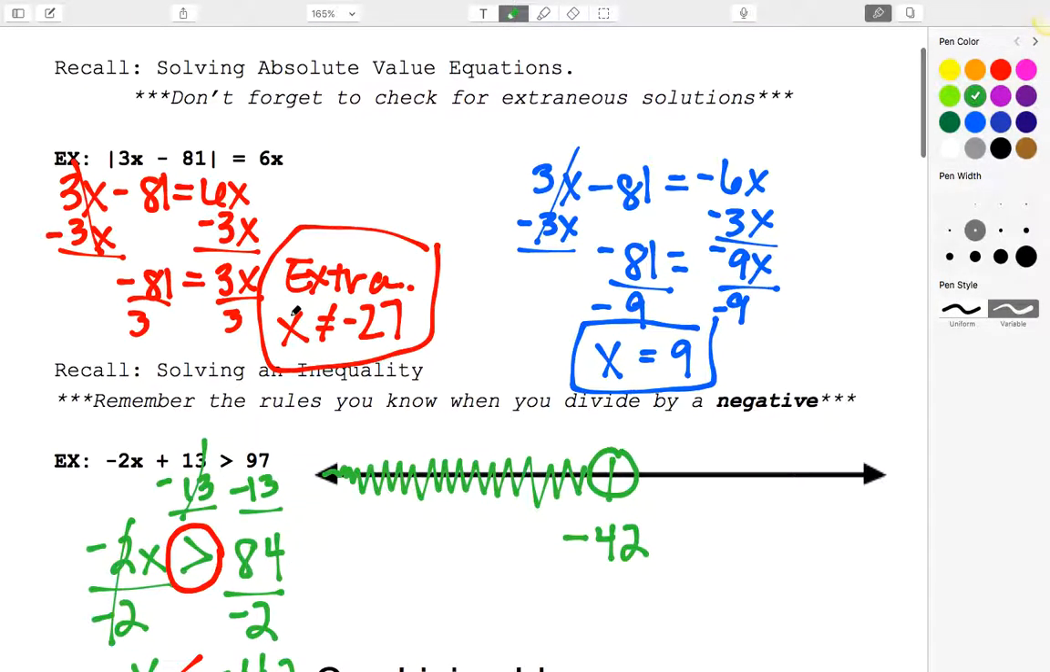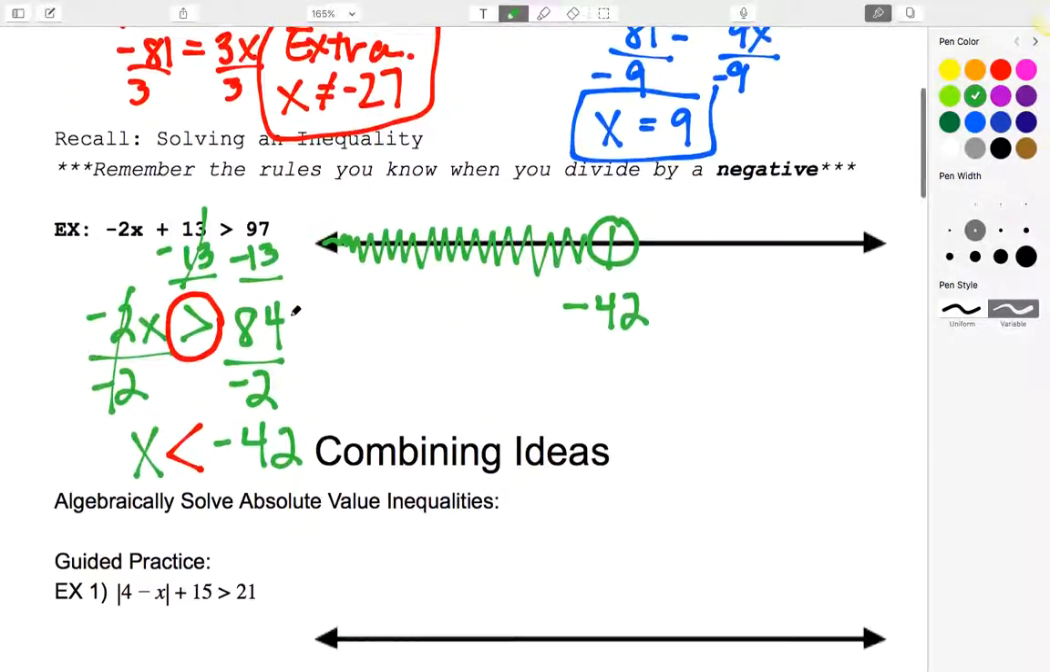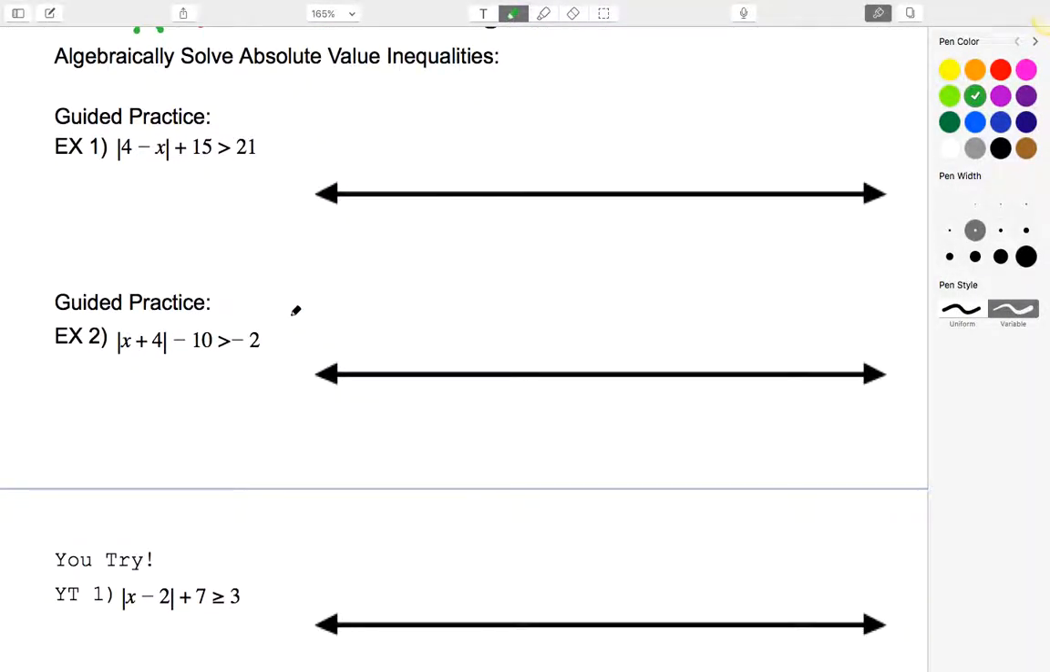So now I'm going to combine some ideas. I'm going to combine absolute values and how I solved for that, and inequalities right here. So when I solve my absolute value inequality, first thing I have to do is actually get my absolute value bars all by themselves. So I'll subtract 15 from both sides so that this will cancel, and I'm left with the absolute value of 4 minus x is greater than 6. So just like I did when I was solving absolute values before, I'm going to rewrite this to try to solve, and it'll be 4 minus x is greater than 6.